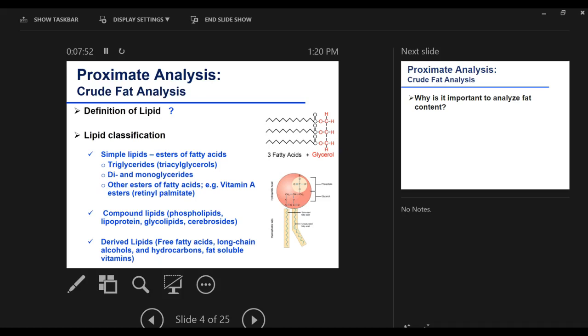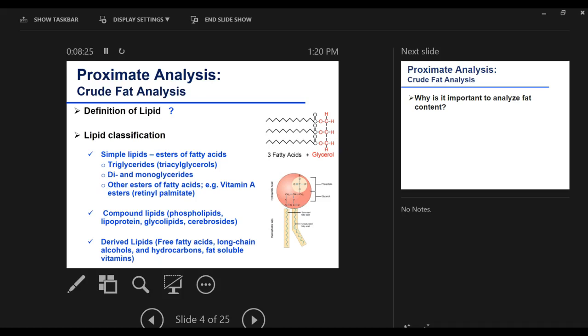Derived lipids, so when you have hydrolysis of lipids, for example, you end up having 3 fatty acids, and then long-chain alcohols, hydrocarbons, fat-soluble vitamins. So these are derived lipids. Yeah? Does a retinol act differently than a glyceride? No, it does not act. It's just a different molecular structure, but it is still an alcohol.